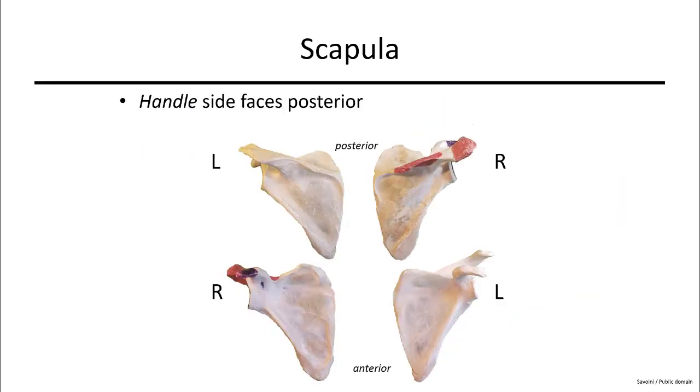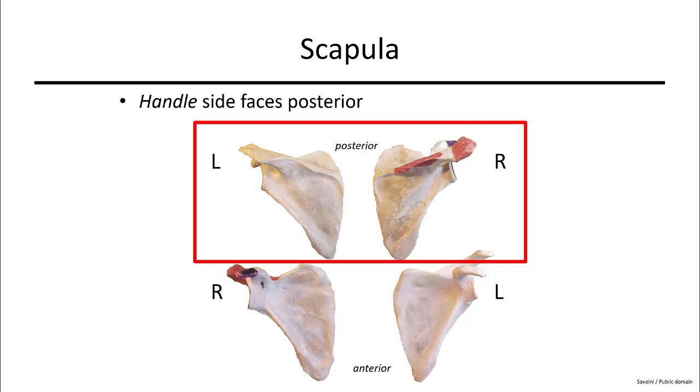For the scapula, to orient yourself, if you have the opportunity to have a scapula in hand or you have a bone box with you while you're watching this, you want to grab the part that looks like a handle. That will face posterior, whereas the smooth surface is going to face against the body. It's actually going to be on the back and it'll be facing the ribs.